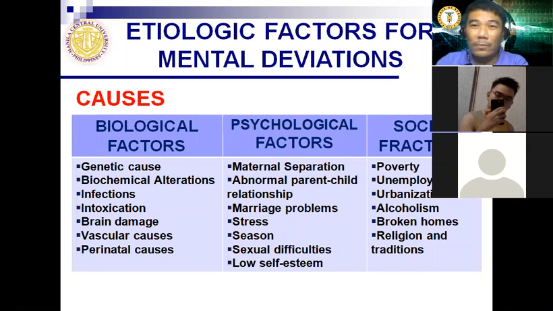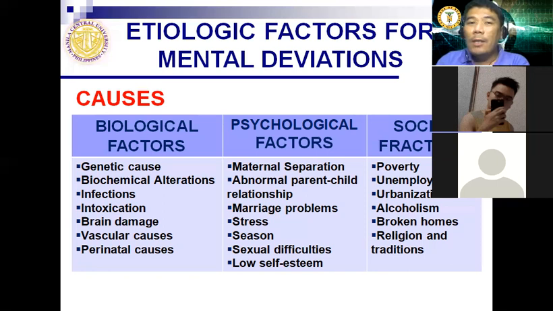Intoxications, such as alcohol: intoxication because of an increased level of alcohol may cause mental deviations because it alters the neurotransmitters in the nerve cells, the cerebral cells. Brain damage, for example congenital problems, hydrocephalus, or anatomical congenital problems, may lead to mental deviation. Vascular causes, if the blood vessels of the brain are affected. Perinatal causes, if there are congenital disorders affecting the nervous system, specifically the central nervous system or the brain. Those are conditions that can be considered as biological.